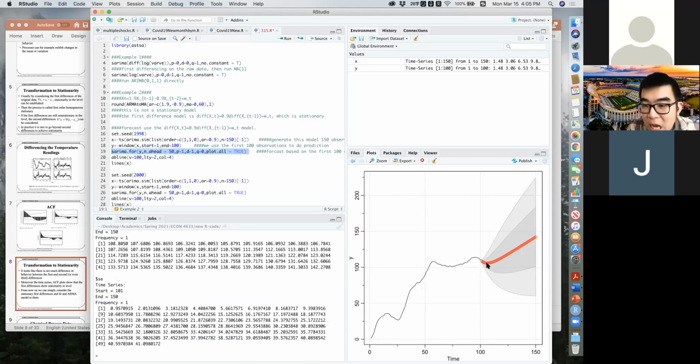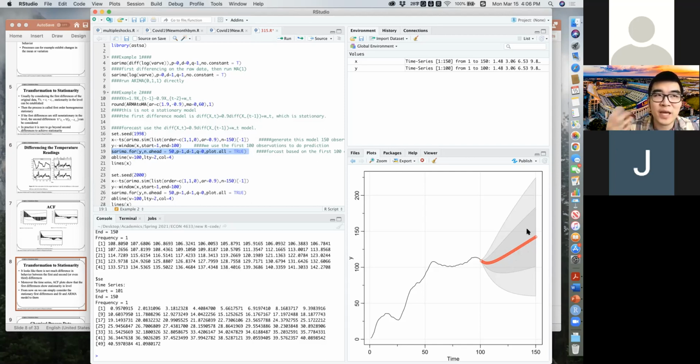And these red dots, there are 50 red dots here, are our predictions based on our first 100 observations. And these shaded regions are the confidence intervals. You can see that these confidence intervals actually do not converge. Recall the MSPE of an ARMA model, the confidence interval will converge, but here it will diverge. And I just explained that.